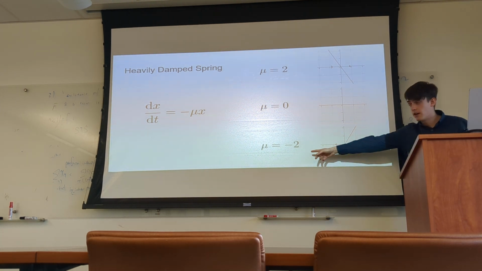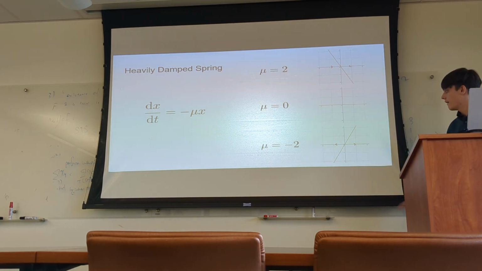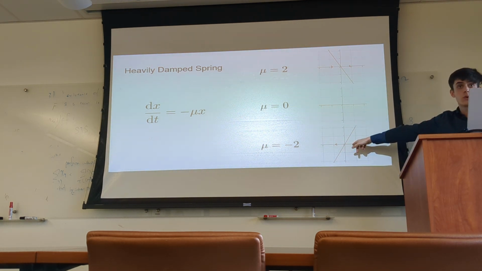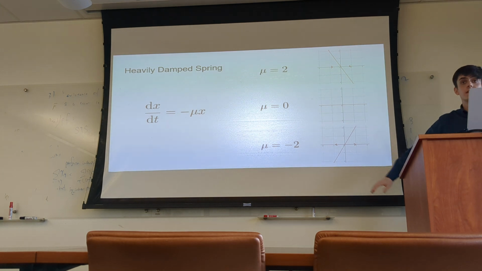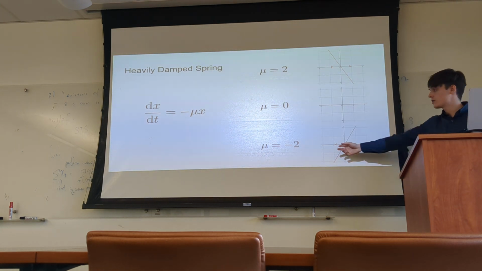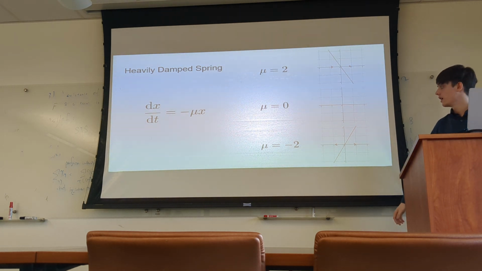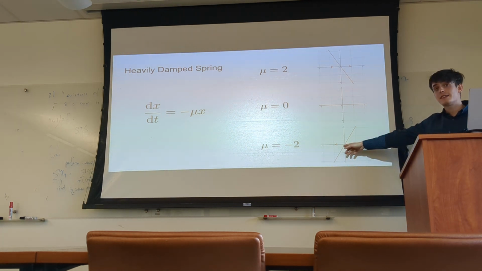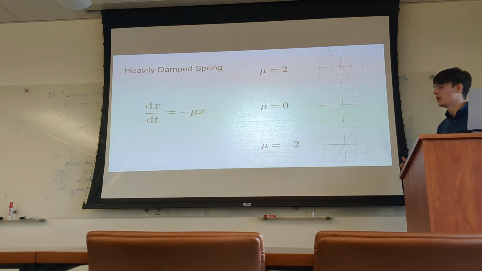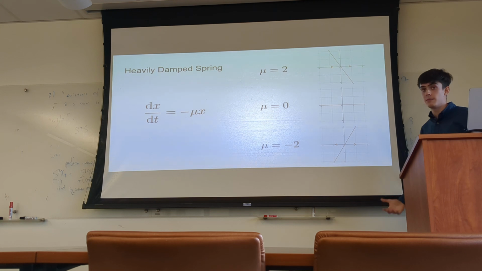In contrast, if you have a negative mu, if you push the origin towards the right, the time derivative becomes positive and it shoots off to positive infinity. If you perturb it to the left, the time derivative is negative and it shoots off to negative infinity. So while it's fixed at 0, any perturbation causes it to go off to infinity in either direction, and thus it is an unstable point.